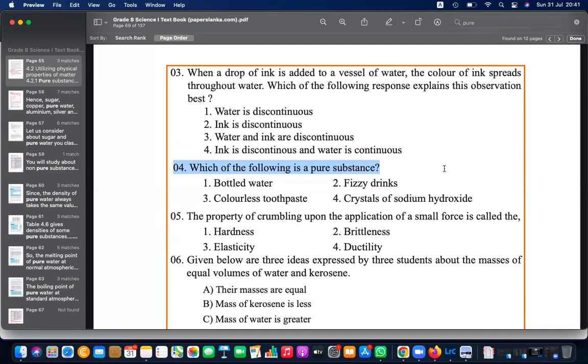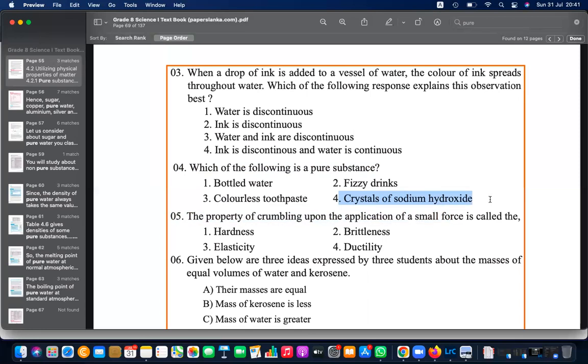So what about crystals of sodium hydroxide? When you further break down, you can still find sodium hydroxide, right? But this is not a sodium hydroxide solution. They're asking about sodium hydroxide crystals. When you further break down these crystals, you can still find sodium hydroxide. So you can call this a pure substance. Sodium hydroxide is a pure substance.